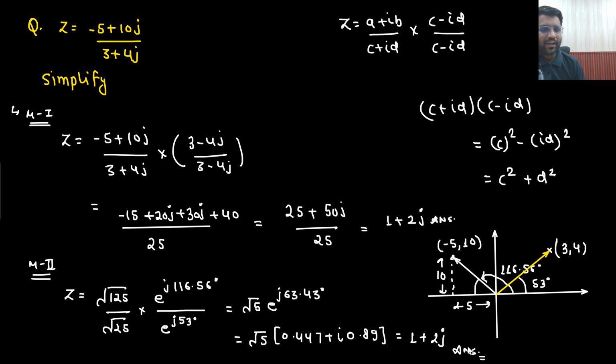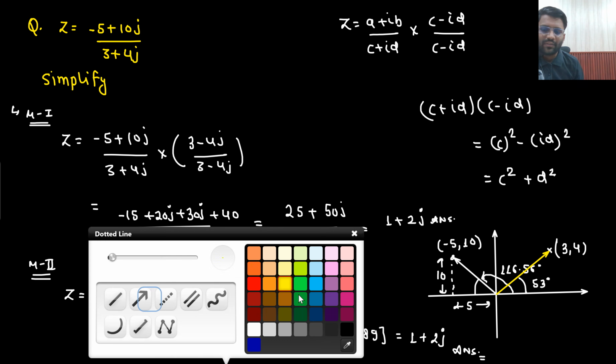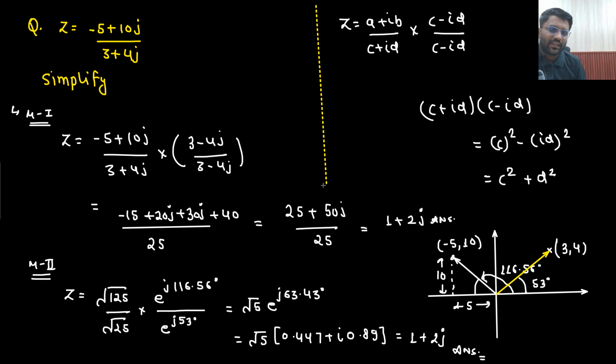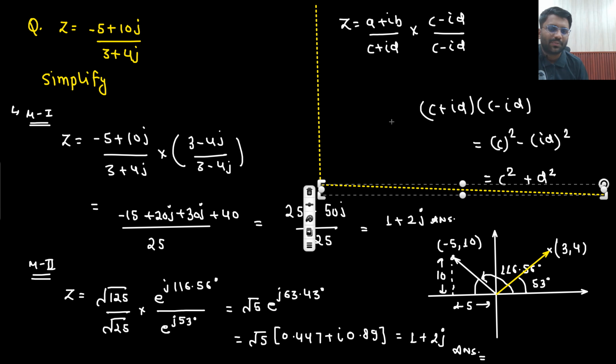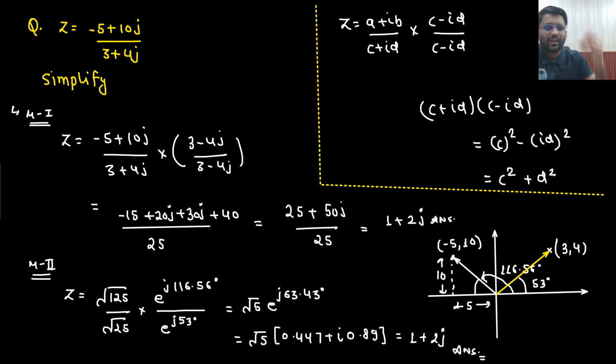So basically, when you need to simplify, you always simplify by this process. This is a standard process that you would have seen in your class 11th 12th as well. When you simplify, you just multiply with c minus iota d on the numerator and the denominator. And c plus iota d multiplied with c minus iota d, that we already know, would be c square plus d square.